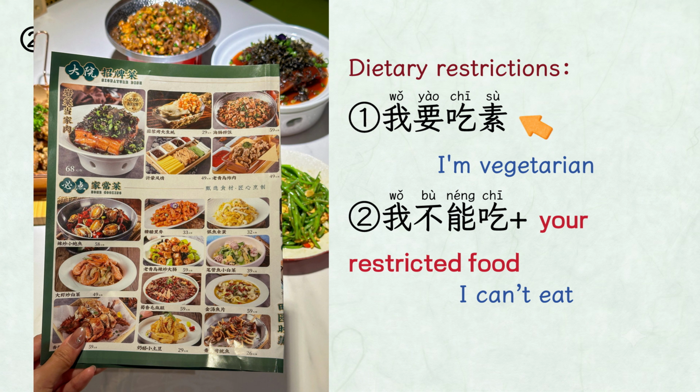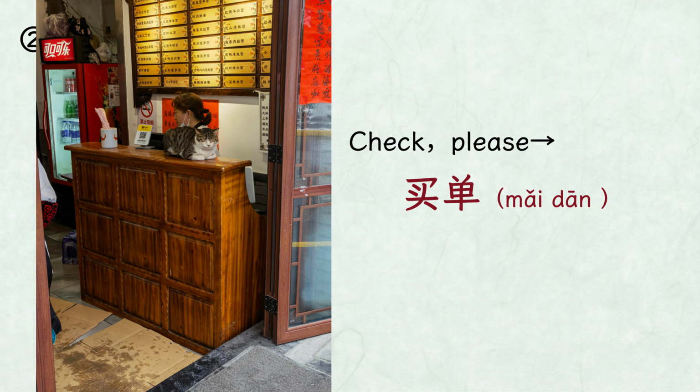If you have dietary restrictions, you can say 1. 我要吃素。2. 我不能吃。When ready to pay, say 买单 and scan to pay with Alipay.